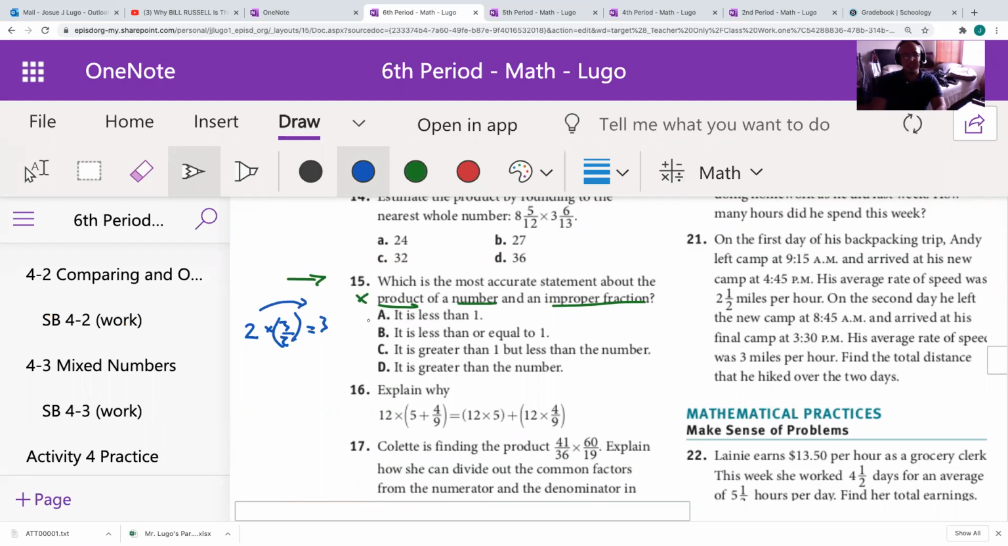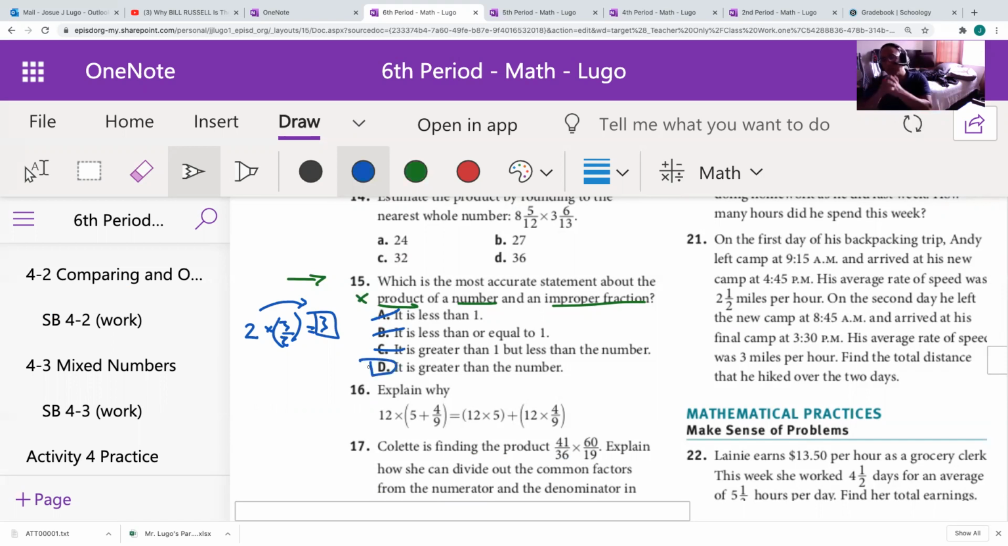So was it less than 1? No, I started with something bigger than 1, ended up with something that's even bigger than 1. It is less than or equal to 1. Again, that is incorrect. It is greater than 1, but less than the number. It is definitely greater than 1, but no, it didn't get smaller. It's not less. So D, it is greater than the number. This is correct. My answer grew.